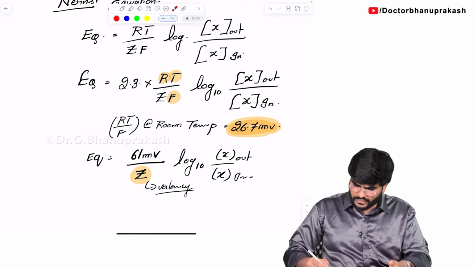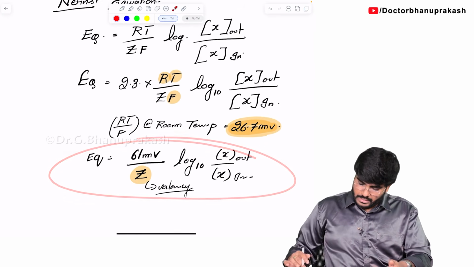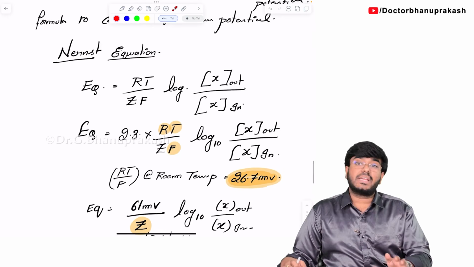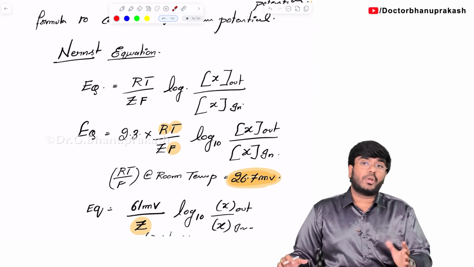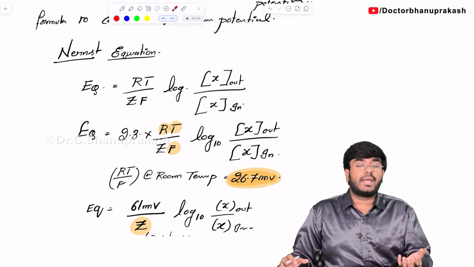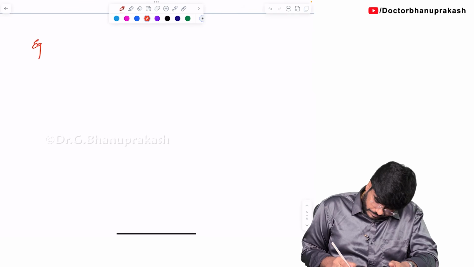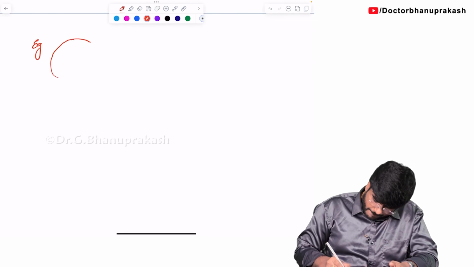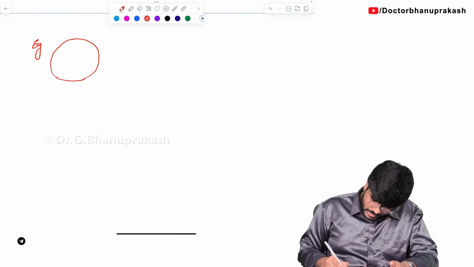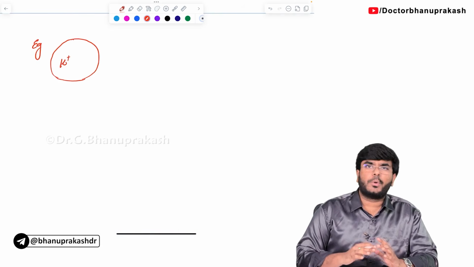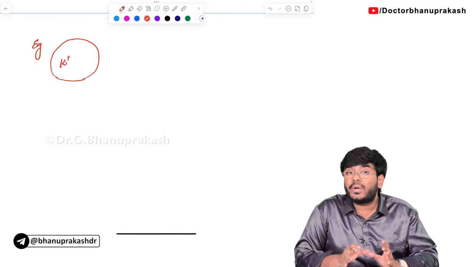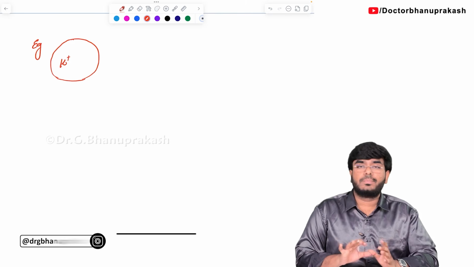This is the final equation. With an example, you will understand it better: how to calculate the equilibrium potential of one particular ion, that is, how much voltage this one particular ion is creating. Now, the example, let's write here. I am taking a cell, and I am talking about potassium. We are going to calculate the equilibrium potential value of this potassium in this particular example.